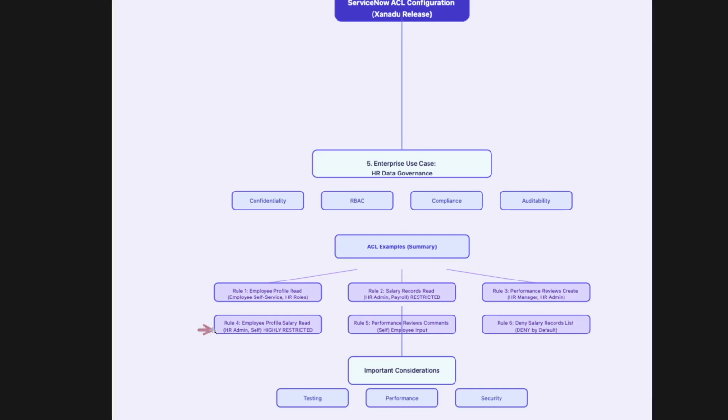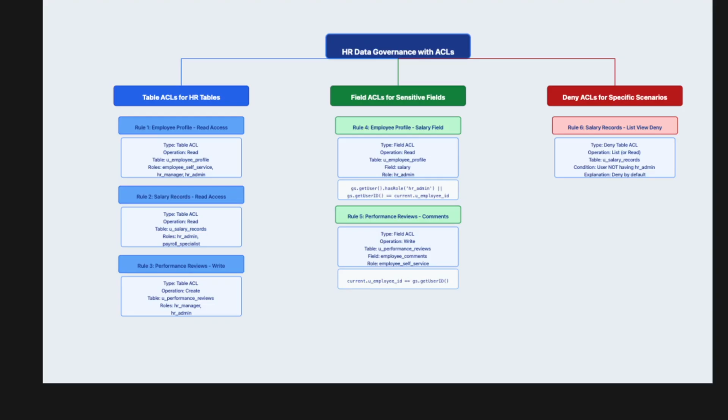Then rule 4 is the read operator, which is employee profile salary read. And rule 5 is the performance review comments. And rule 6 is the deny salary record list. So here you can see how the deny ACL is going to apply. We can apply it on rule 6.